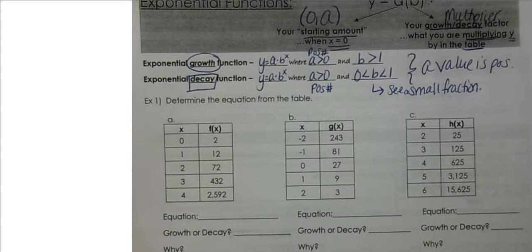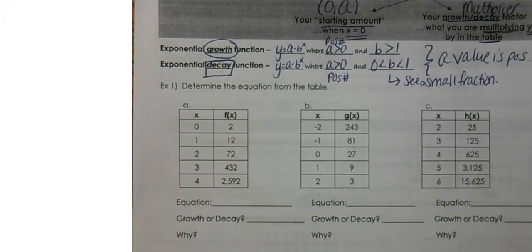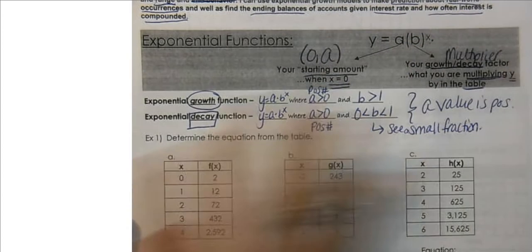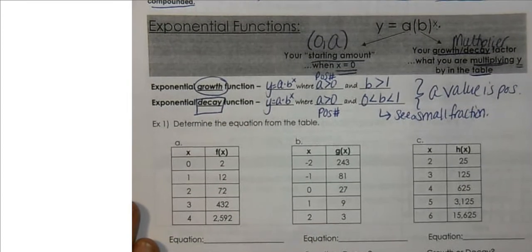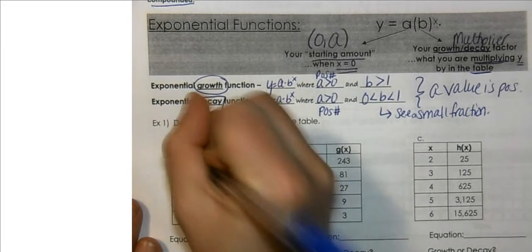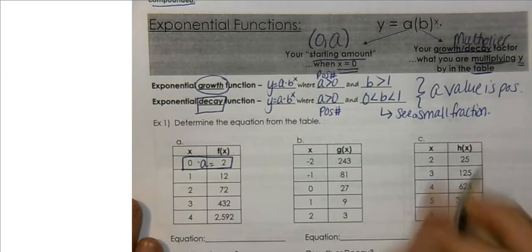So in example number 1, we want to determine the equation from the table. That means that we need to identify our a value and we need to identify our b value. So our a value, remember, is whenever x is equal to 0. So we always want to look at the table and identify where x is equal to 0. And fortunately for us, we can very quickly see that when x is equal to 0, f of x is equal to 2, and this is going to be our a value.